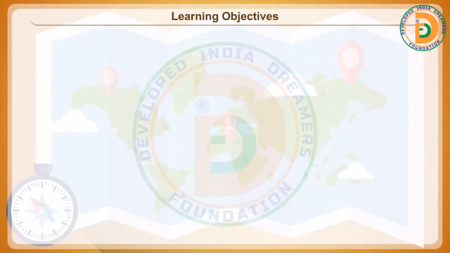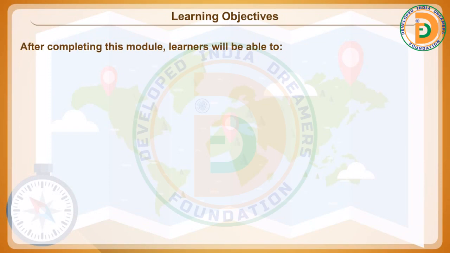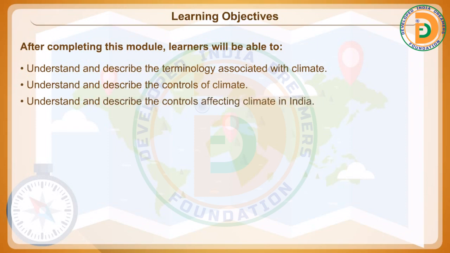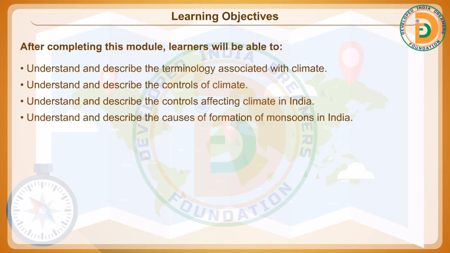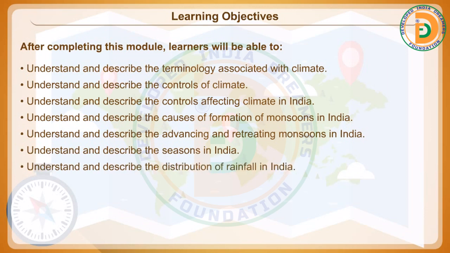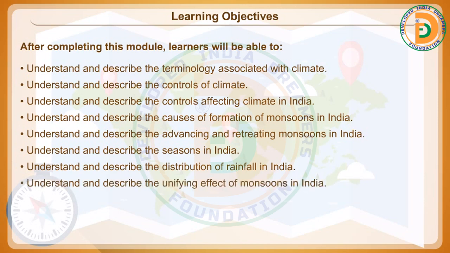Learning objectives. After completing this module, learners will be able to understand and describe the terminology associated with climate, understand and describe the controls of climate, understand and describe the controls affecting climate in India, understand and describe the causes of formation of monsoons in India, understand and describe the advancing and retreating monsoons in India, understand and describe the seasons in India, understand and describe the distribution of rainfall in India, understand and describe the unifying effect of monsoons in India.